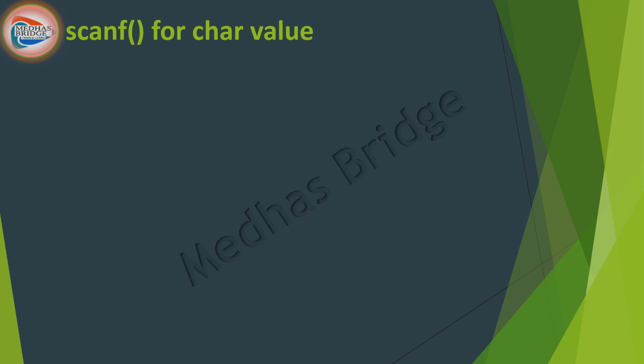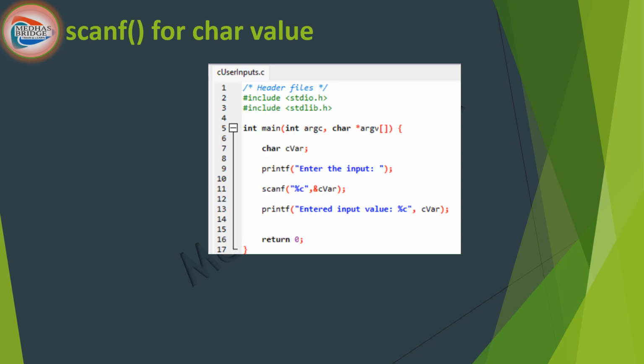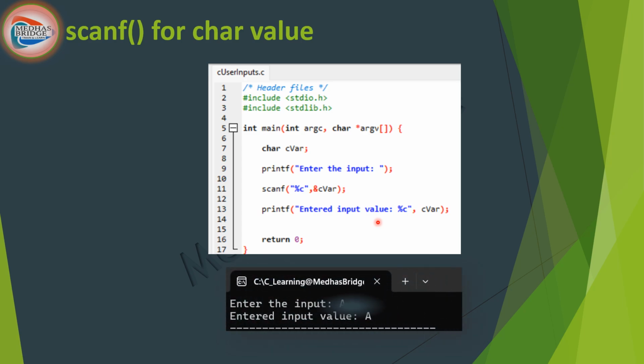Similarly, I can check how to read a char value. The procedure still remains the same. I have a character variable cvar, and at line number 11 I am using %c as the format specifier in order to read the input as a character, and a second argument of ampersand address operator with the variable name. At line number 13, the modification I made is %c and then the variable name. If I compile and run this code, it prompts the user first, enter the name. If I type uppercase A, then at line number 13, it displays A.